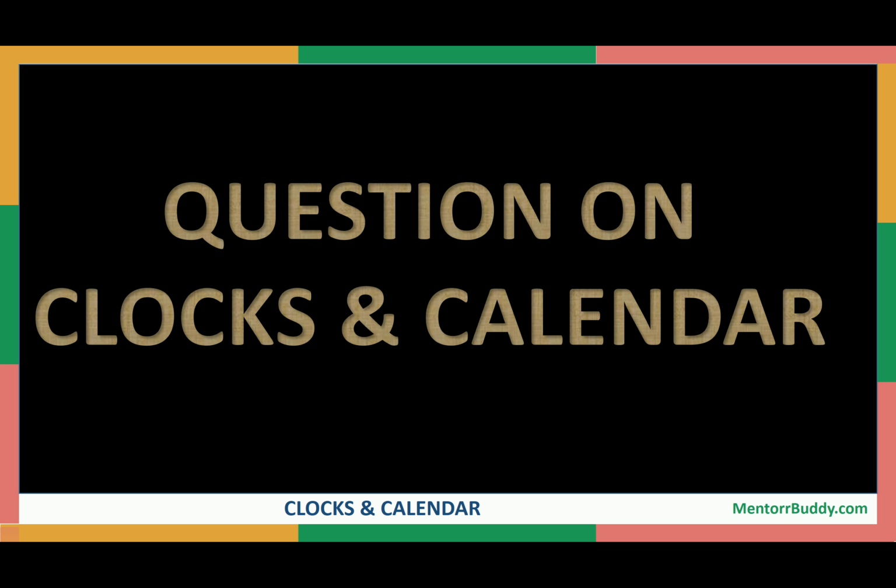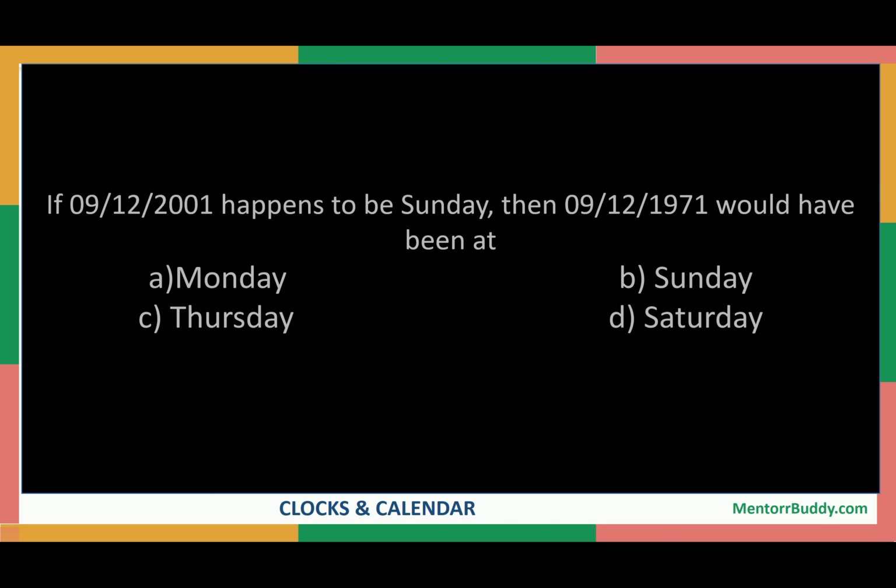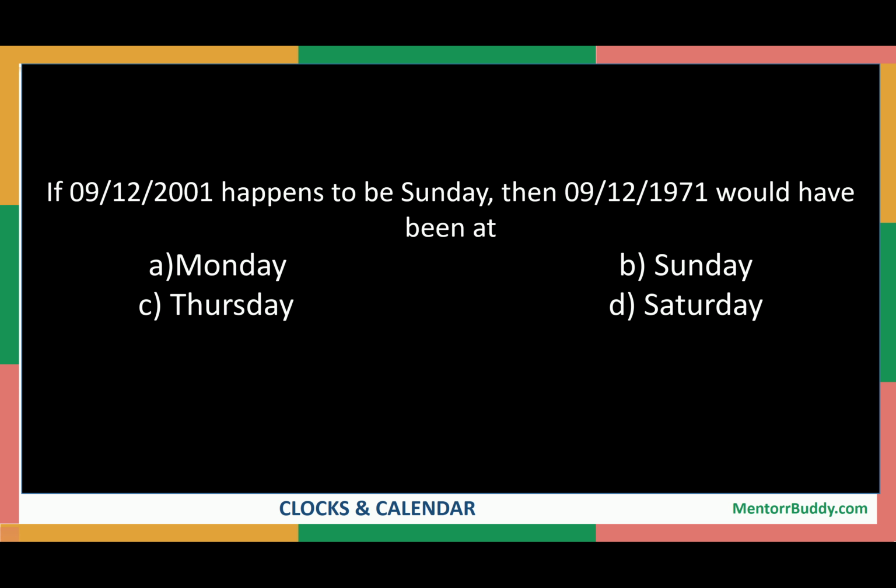Here we have a short video on clocks and calendar. So you'll see a question based on calendar. Let's quickly check a question. It says, if 9th December 2001 happens to be Sunday, then 9th December 1971 would have been a what? We have been given four options: Monday, Sunday, Thursday, Saturday, and we need to choose one correct option.